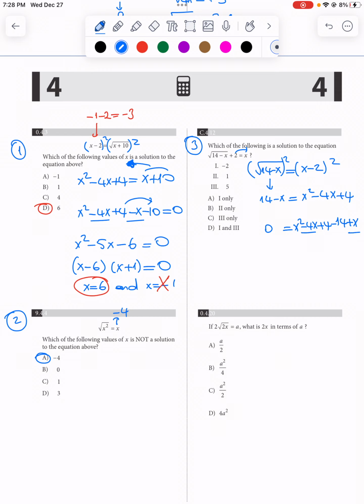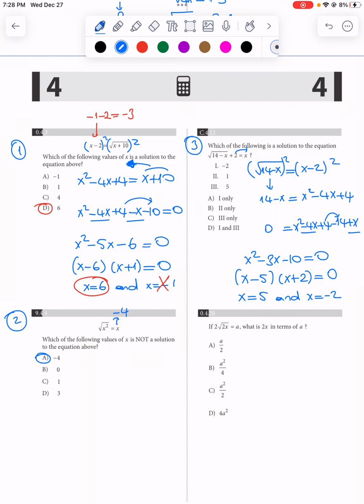Negative 4x plus x is equal to negative 3x. And 4 minus 14 is equal to negative 10. And this equation is equal to 0. And we just need to factorize it. (x minus 5) times (x plus 2). Negative 5 times 2 is equal to negative 10. Negative 5 plus 2 is equal to negative 3. So it is equal to 0. So two possible solutions: x is equal to 5 and x is equal to negative 2.